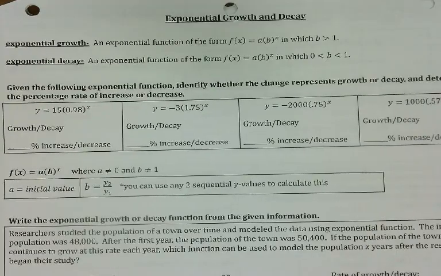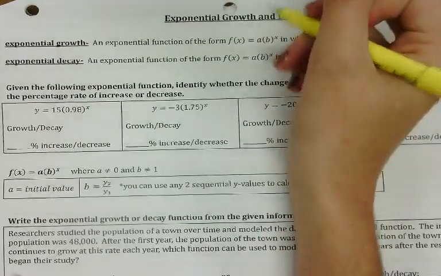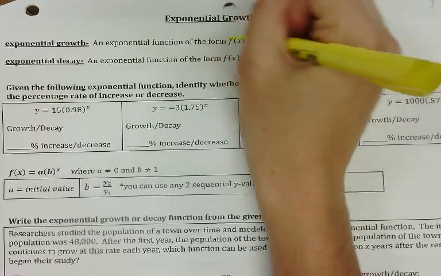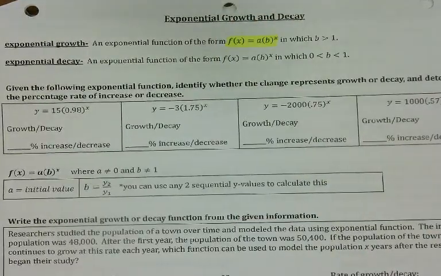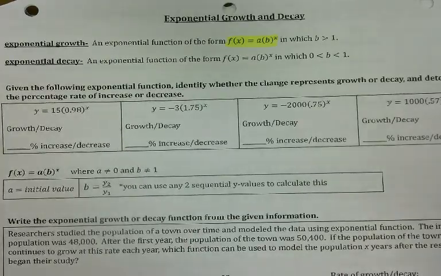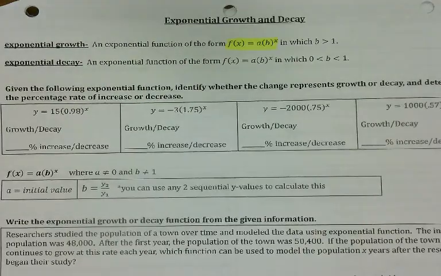So today we are talking about exponential growth and exponential decay. Our exponential growth and decay functions start with the same exact form that we started with for exponential functions: f of x equals a times b to the x.